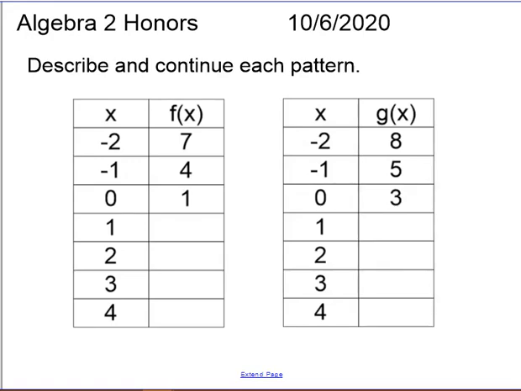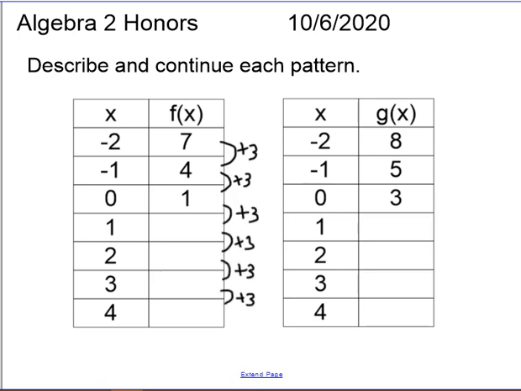Hello, in this video we're going to be looking at patterns. So first we want to look at the patterns in each of these tables. We have x and f of x, and then we have a table with x and g of x. I noticed that in the first table, f of x decreases by 3 and then decreases by 3 again.